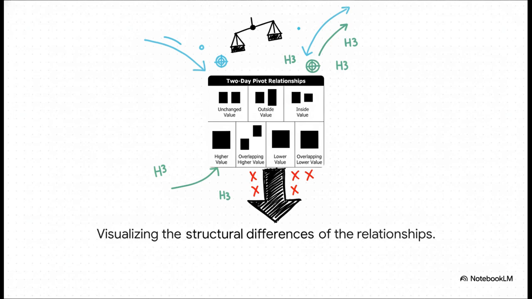Visualizing these relationships as simple blocks makes it super easy to digest. For example, if we look at the lower value relationship, tomorrow's block is completely below today's block. According to the author, that gives us a deeply bearish bias for the upcoming day. In that exact scenario, the strategy is to look to sell any pullback up to the H3 pivot. It's all about preparation based on structure.